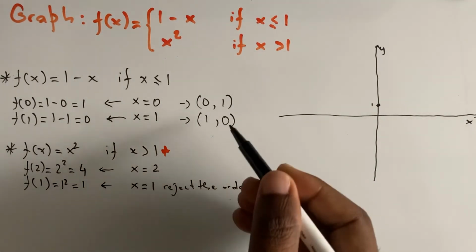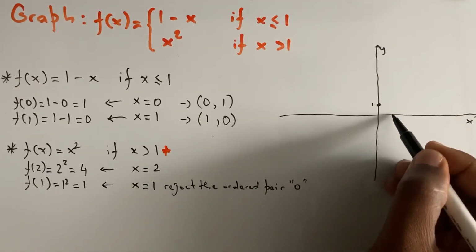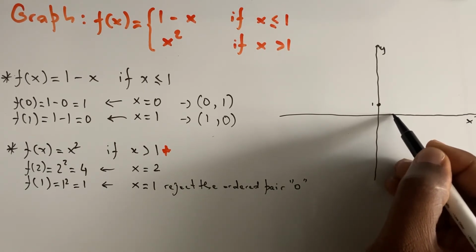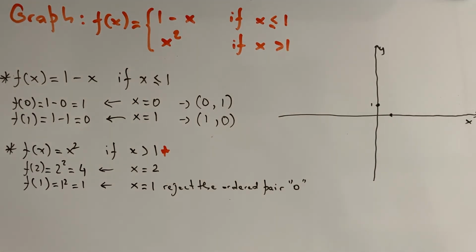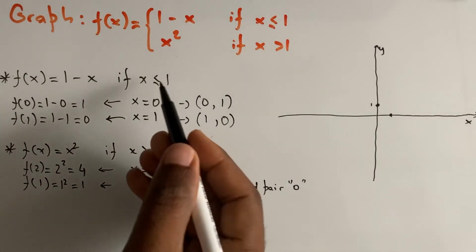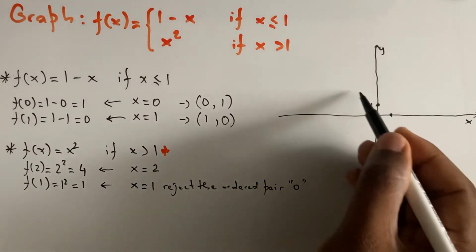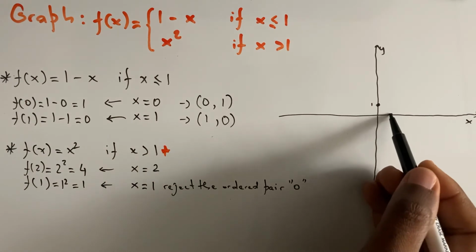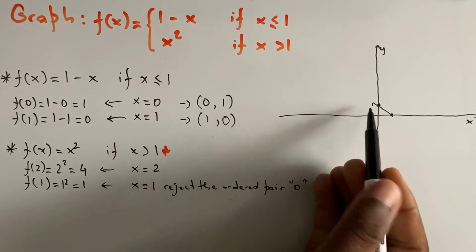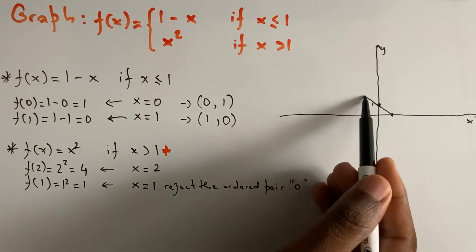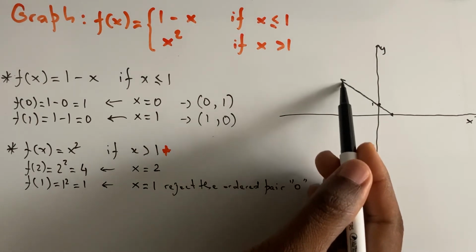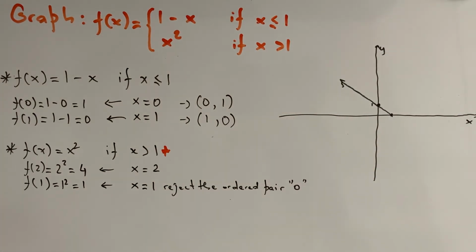The second point is 1, 0. 1, 0 is right here. And one thing to remember is that the values of x are less than 1, so you cannot pass this value here. So the graph will go this way, right? You would just keep going to the left like this. All right, so this is how it is.